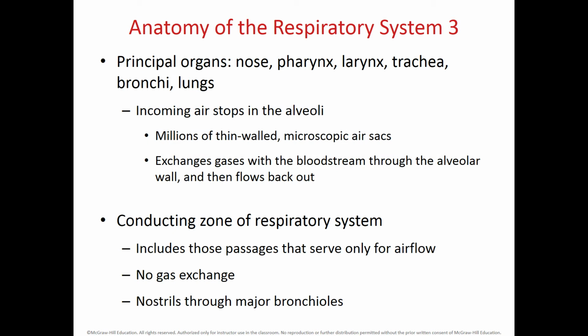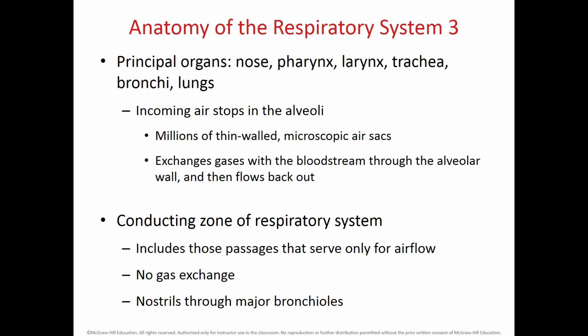So the respiratory system has main organs like the nose, pharynx, larynx, trachea, bronchi, and lungs. And inside our lungs, we have these chambers filled with gases that we call the alveoli. We have millions of alveoli within our lungs, and these alveoli have a very thin wall made out of simple squamous epithelium. And this is where respiratory gas exchange happens, or alveolar gas exchange.